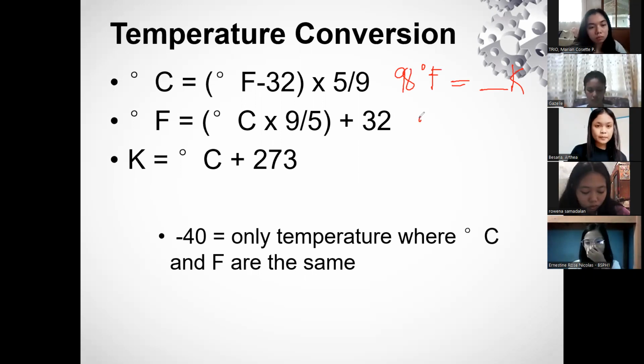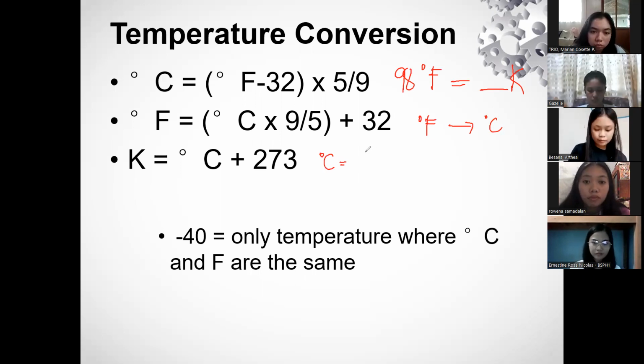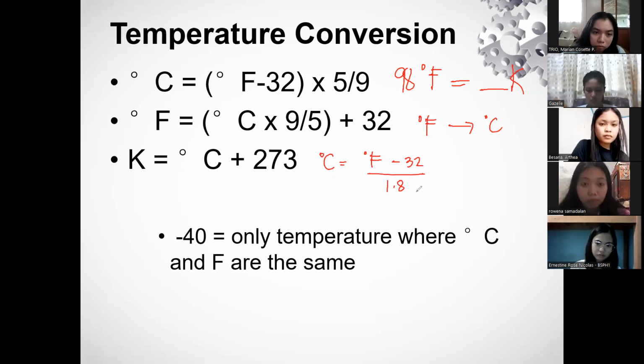So ang gagawin, degrees Fahrenheit ka muna to Celsius. So anong formula natin? Degrees Celsius is equal to degrees Fahrenheit minus 32. Ito lang yung gamitin ko ha. Maglibog ko ng 5/9. Okay lang karon kay naa may copy sa screen. Pero pag wala na copy sa screen, naglibog na ko ng 5/9 and 9/5. So let's simplify our lives.